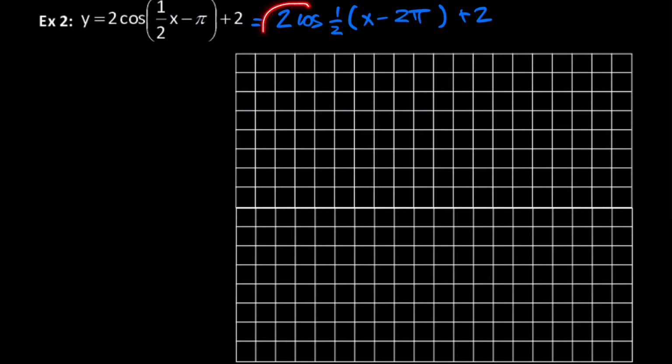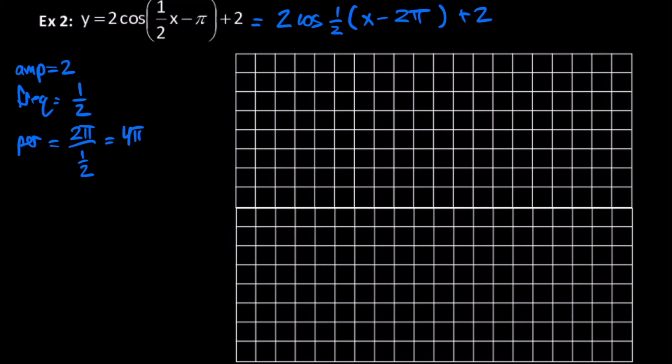Now I'm going to use this equation to get all my information. All right, amplitude is 2. My frequency is 1/2. My period then is 2 pi divided by 1/2. Copy, change, flip. That gives me 4 pi. My phase shift is right 2 pi. My vertical shift is up 2. Got a lot of 2's here.